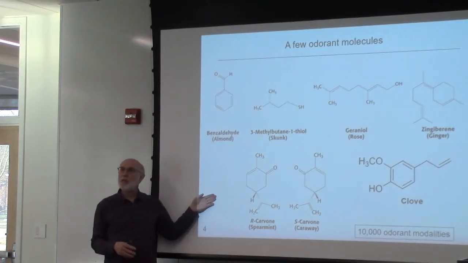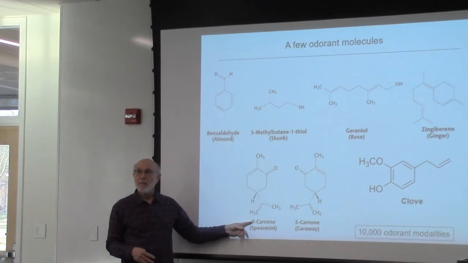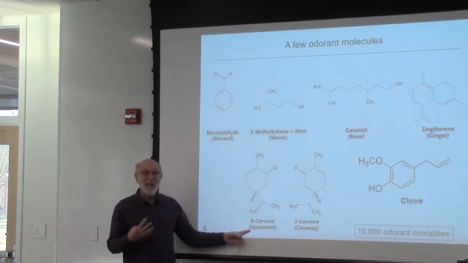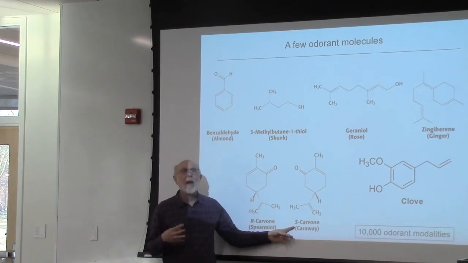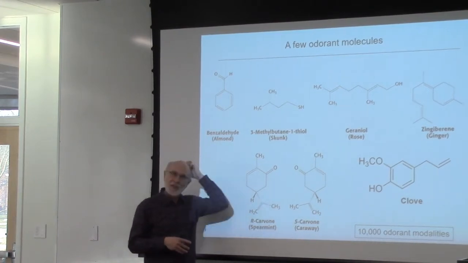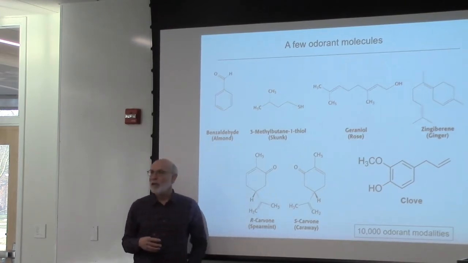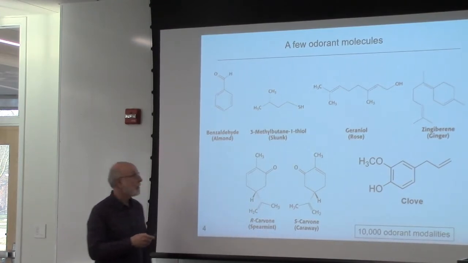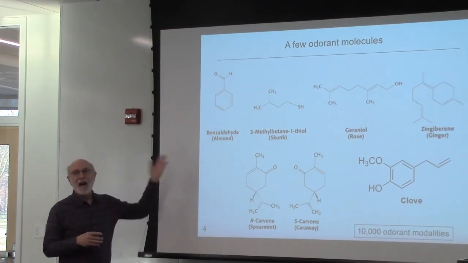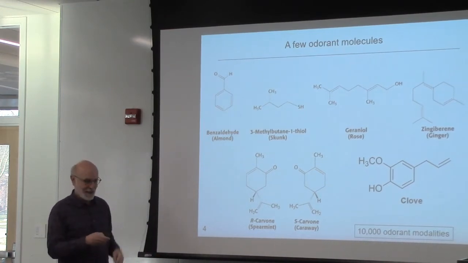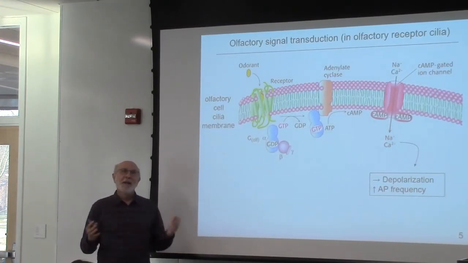We can discriminate enantiomers. We can discriminate the R enantiomer of carvone and detect mint, and the S enantiomer of carvone and detect caraway, like rye bread. So very different odors triggered by very similar chemicals. So it's pretty interesting. I will not test you on this. I will test you on this.